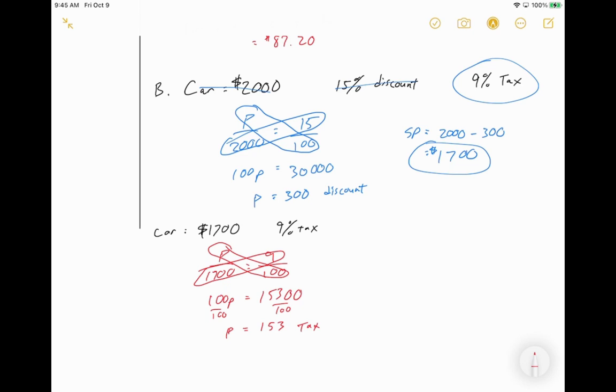Now, if we're asking just for the tax, that's fine. All right, so here's our tax. So to get our final amount, our total, we got to do the 1,700 plus our 153, which is equal to $1,853.